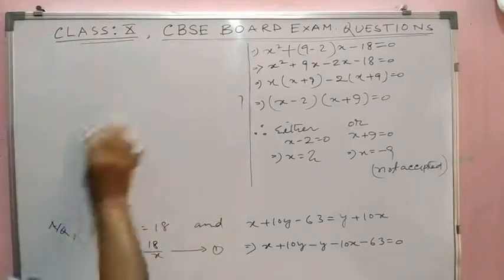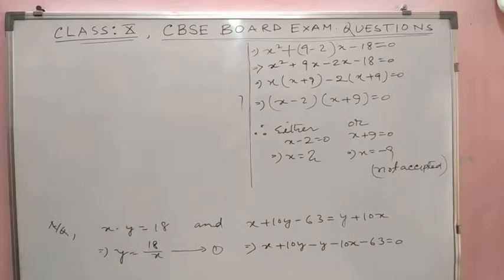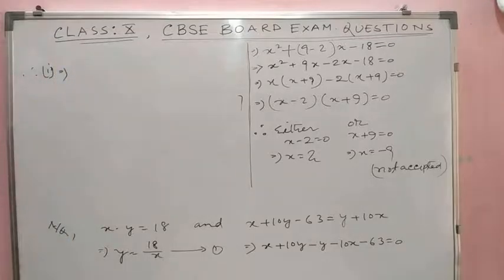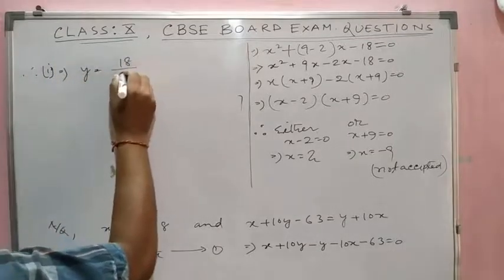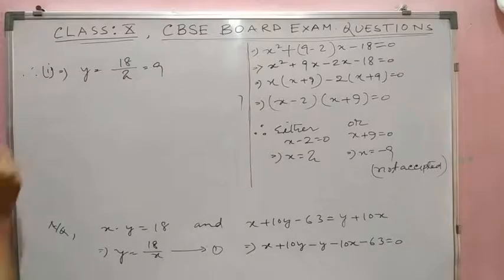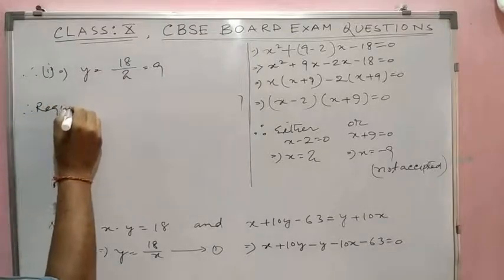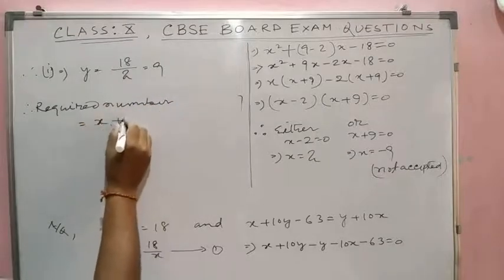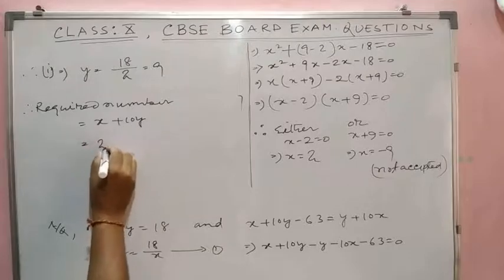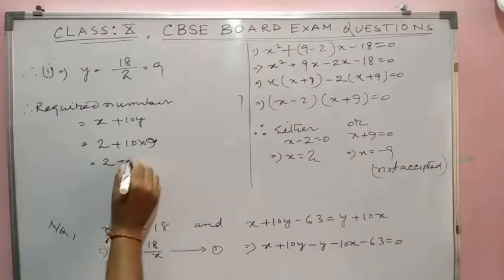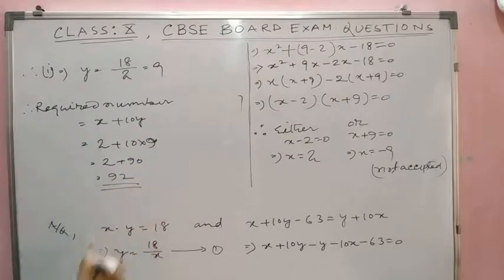Now you see, therefore x equal to 2, equation 1 implies that y equal to 18 by 2, value of x is 2, so it will be 9. Therefore the required number equal to, it was x plus 10y, x means 2, y means 9, so it will be 2 plus 90 equal to 92. So this is the required answer.